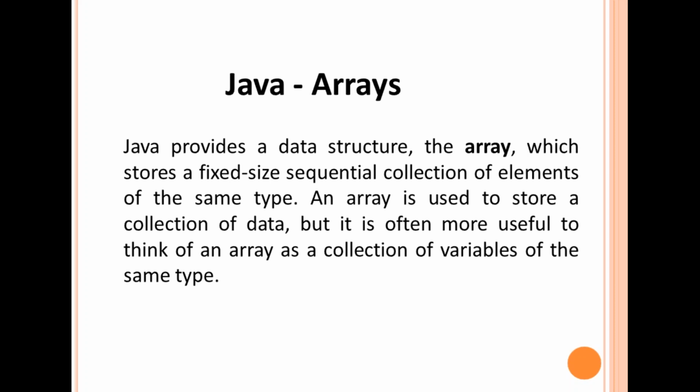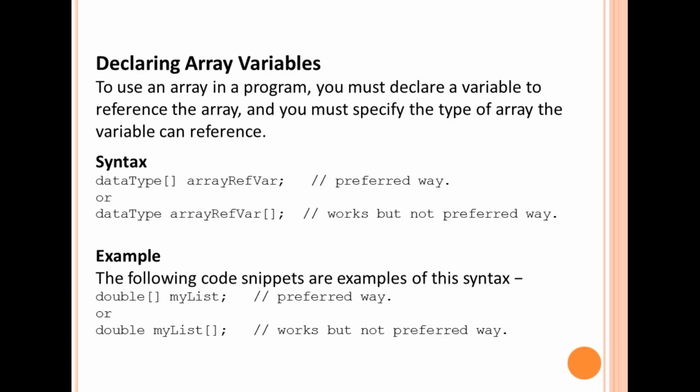Instead of declaring individual variables such as number0, number1, number2, and so on to number99, you declare one array variable, numbers, and use numbers[0], numbers[1] to numbers[99] to represent individual variables. This tutorial introduces you to how to declare array variables, create arrays, and process arrays using indexed variables.